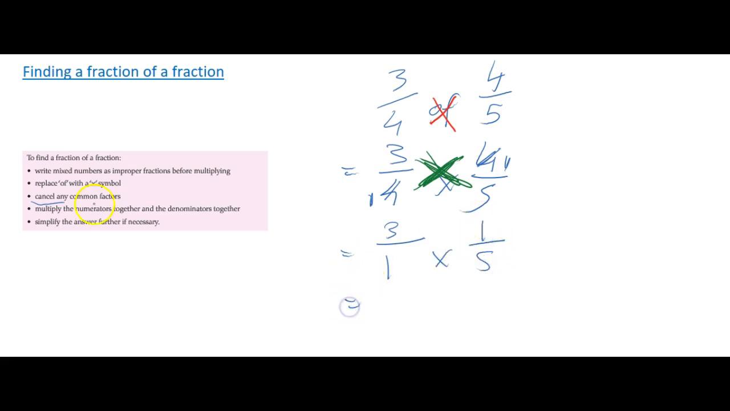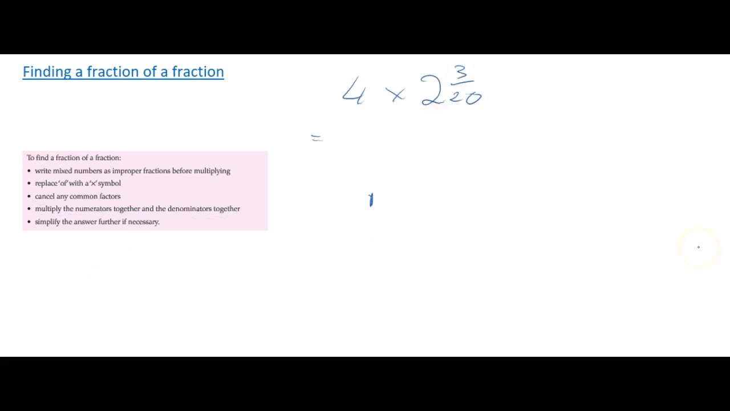All I need to do now is multiply the numerators and the denominators together. 3 times 1 equals 3. 1 times 5 equals 5. So that's how you find a fraction of a fraction. Remember that we do the cancelling process to simplify early, so we're not dealing with such big numbers. Now I'm going to show you how we do this with mixed numbers. Alright, let's look at how we can multiply mixed numbers.